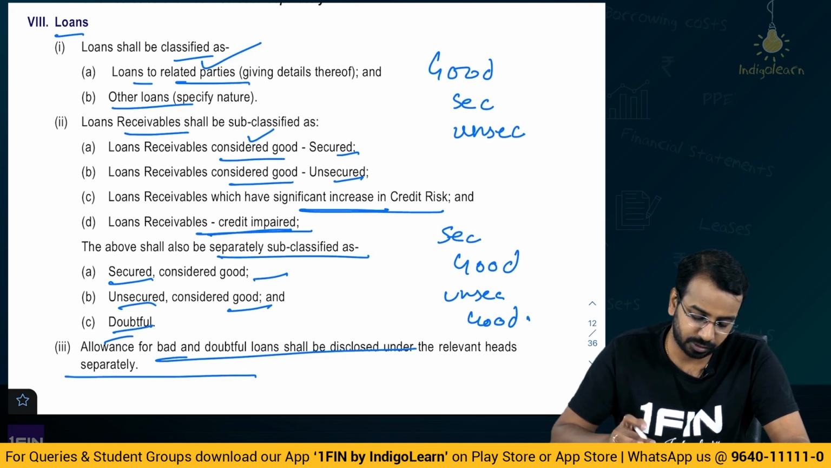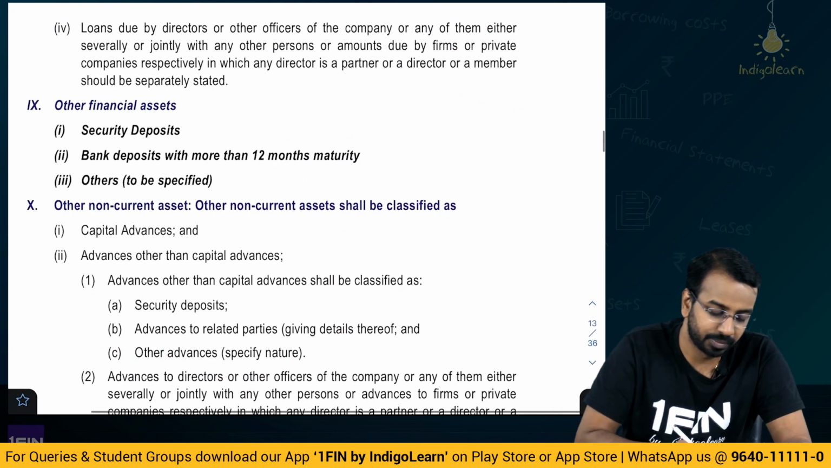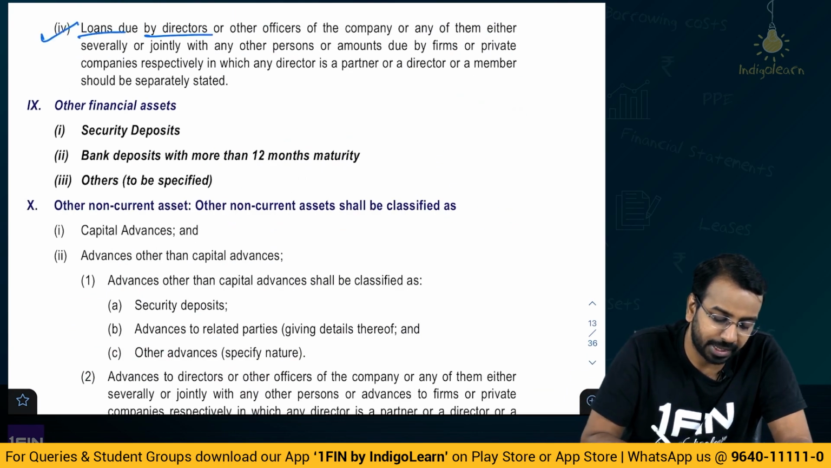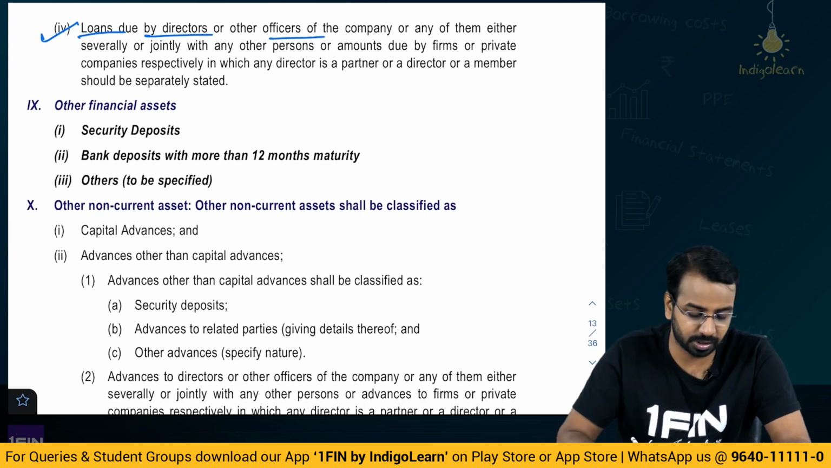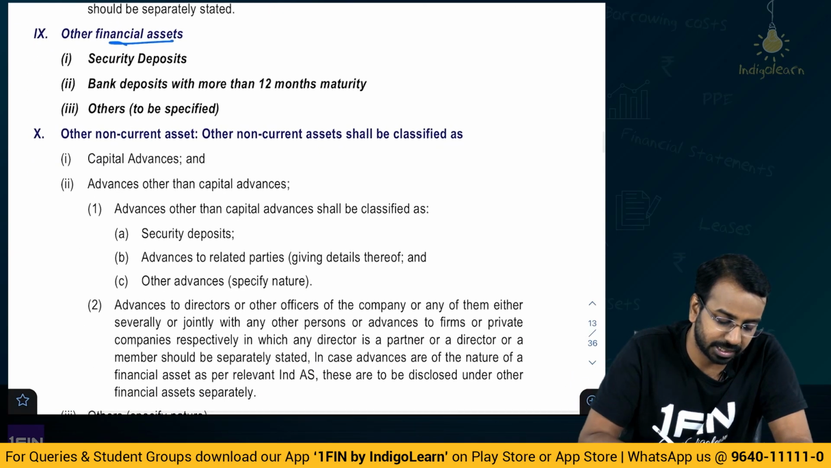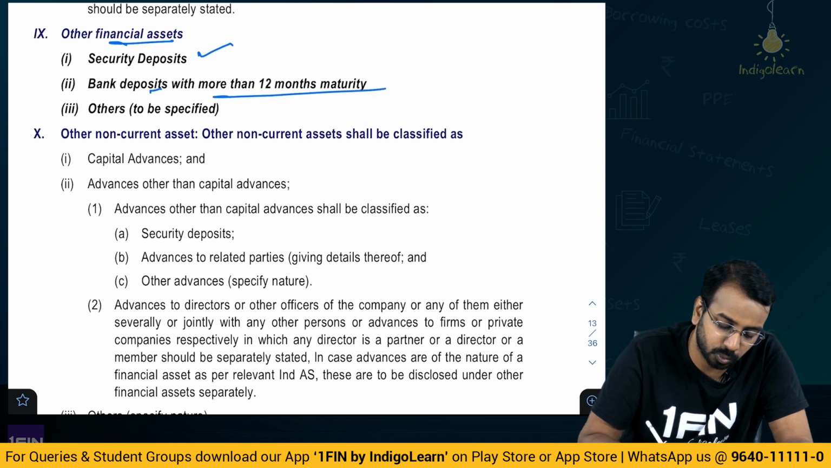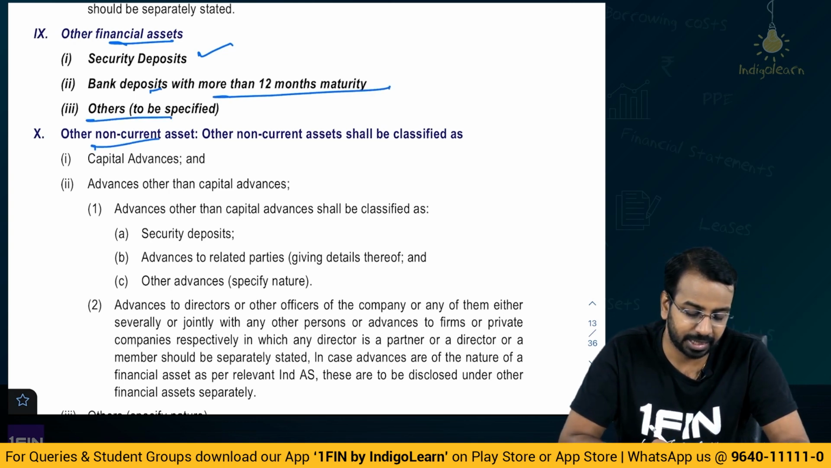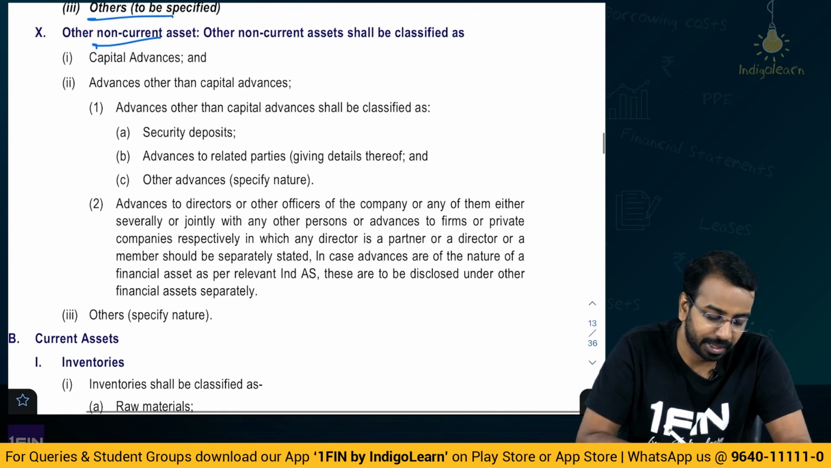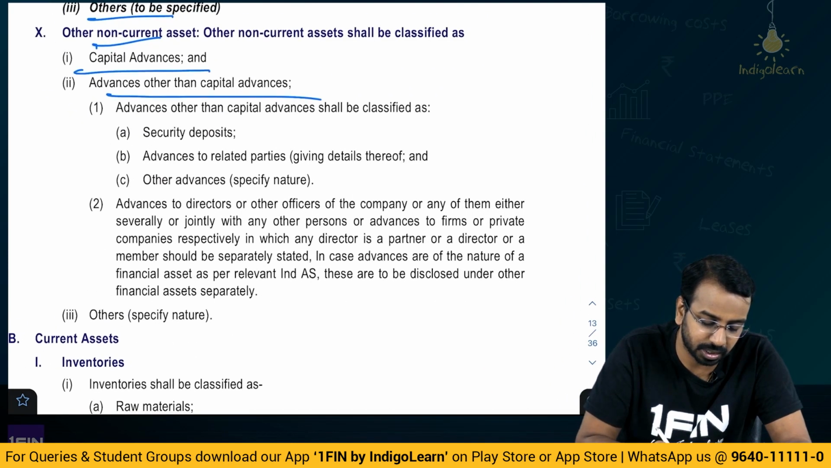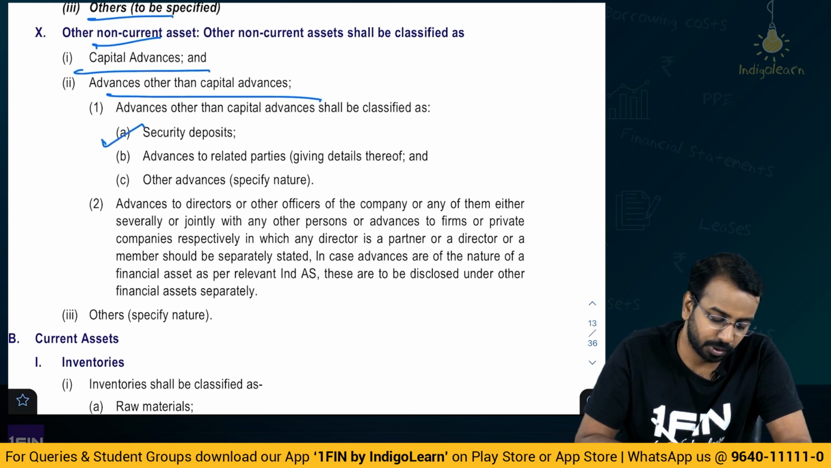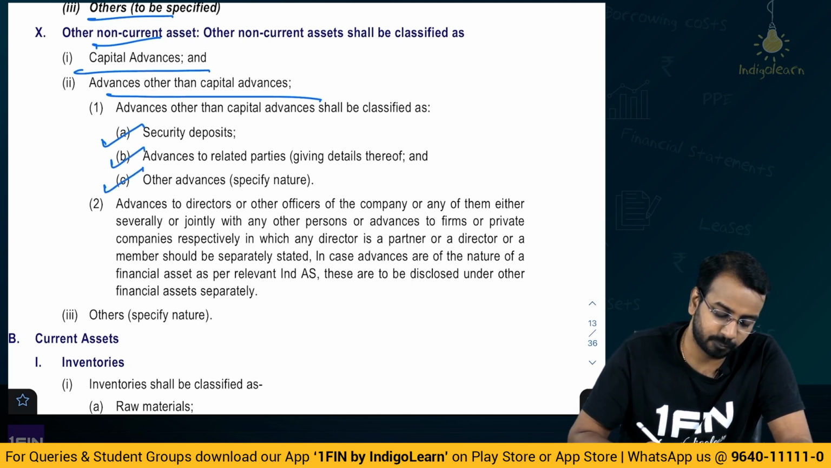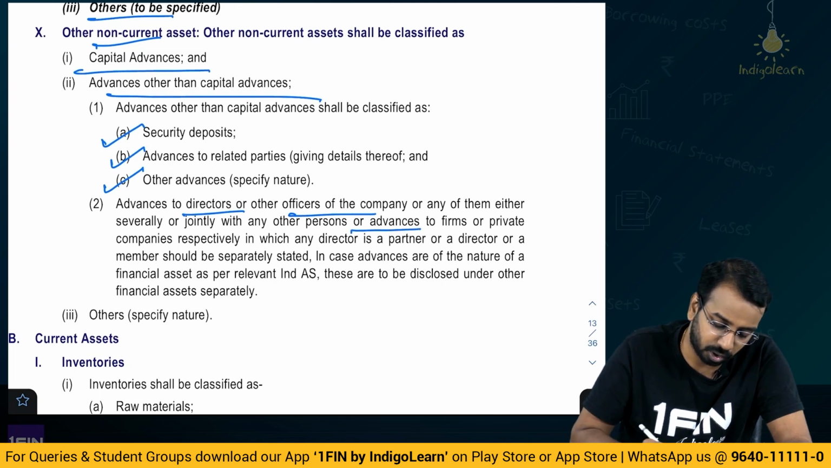Allowance for bad and doubtful debts should be disclosed under relevant heads. Again, same way we have with receivables, loans due by directors, other officers and all, those have to be disclosed separately. Then other financial assets like security deposit, bank deposit with more than 12 months maturity, others which you have to specify. And other non-current asset, you will classify under capital advances, advances other than capital advances, security deposit, related parties, other advances.